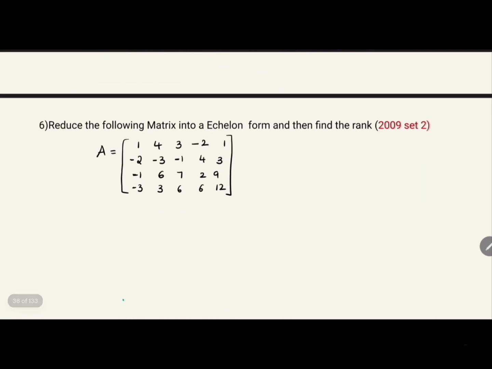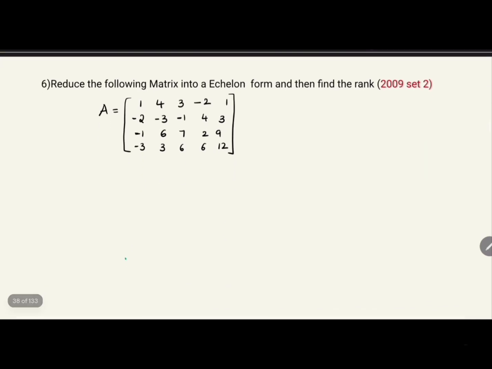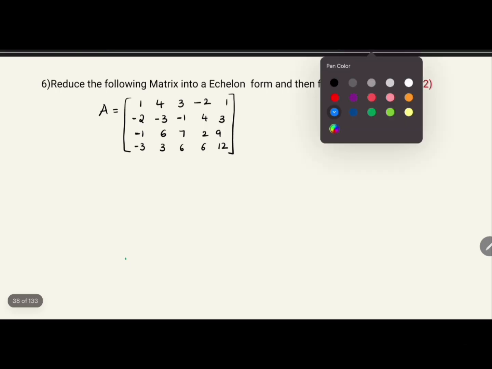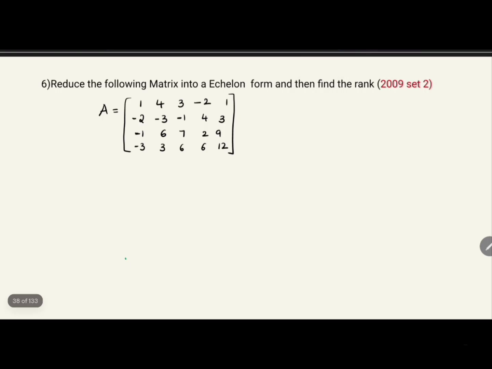Now let's get into the next problem. Reduce the following matrix into echelon form and then find the rank. It was given in 2009, set 2. Okay, first let me write down the matrix, students. Here the matrix, it is a 4 by 5 matrix.